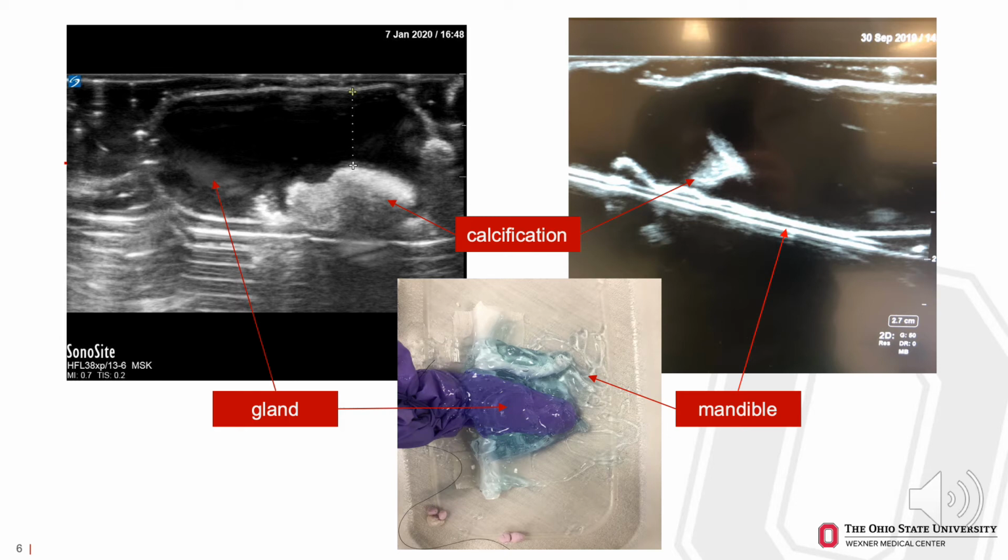On the bottom is a picture of the real life model. You can see the nitrile glove representing the parotid gland.